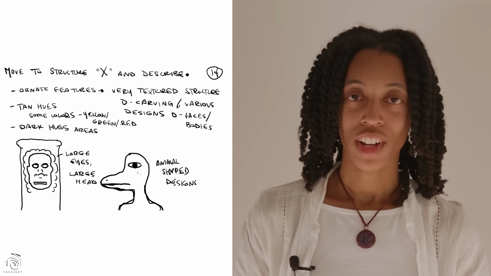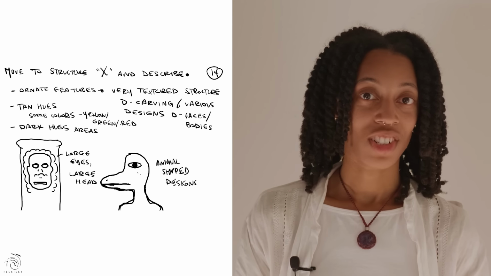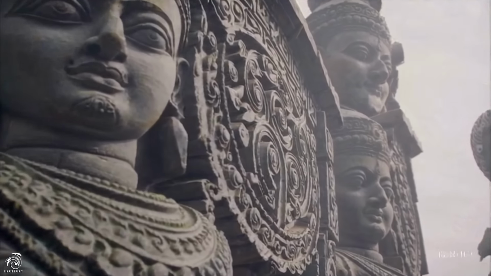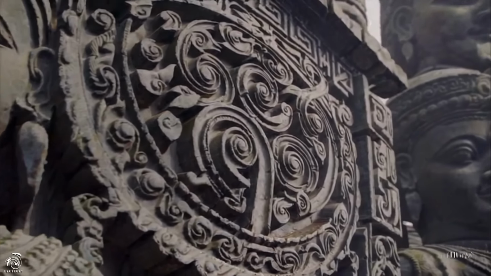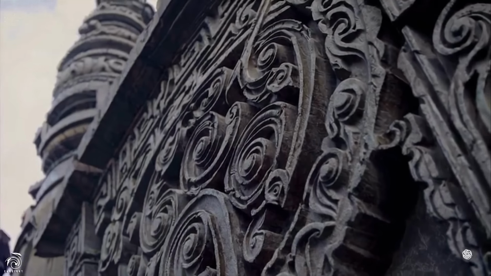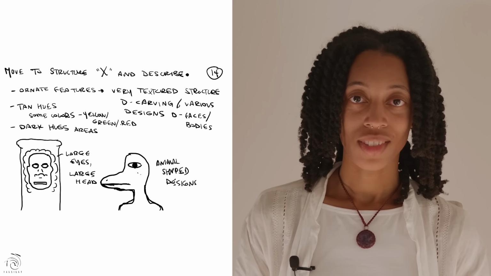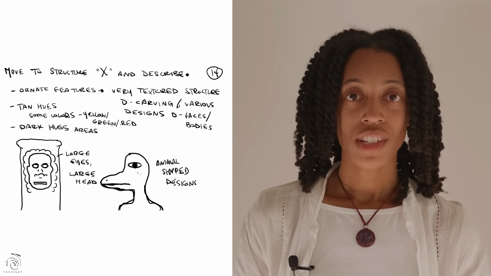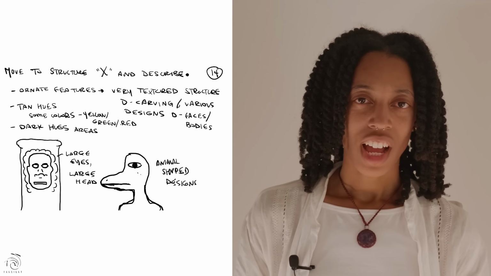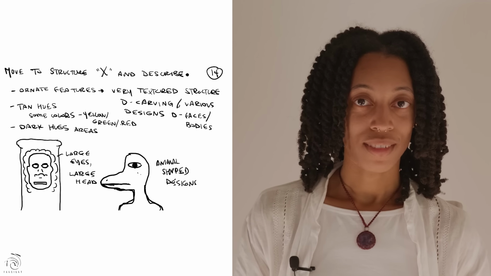Continuing to probe into Structure X here, looking at these ornate features, it's a very textured structure. I've deducted there are carvings or various designs that look like faces or bodies. There are tan hues and some other colors like yellows, greens, and reds. I also have some areas with dark hues. There are a few sketches of some of the designs I'm seeing here with large eyes and a large head, as well as some animal-shaped designs.